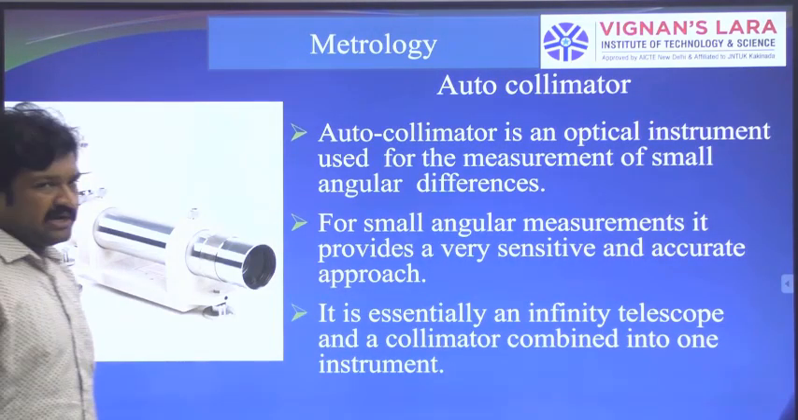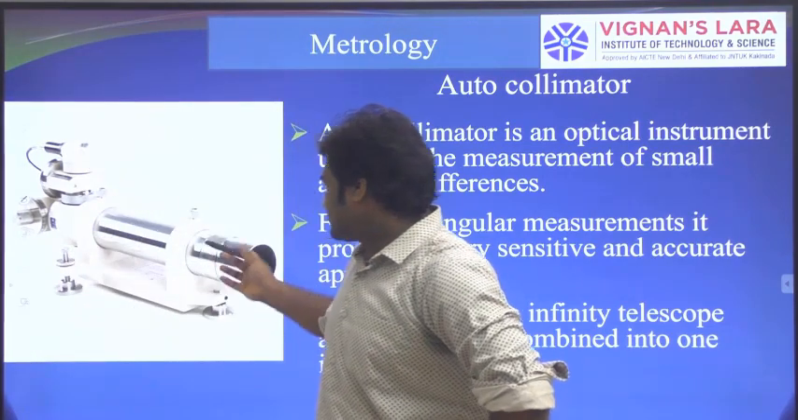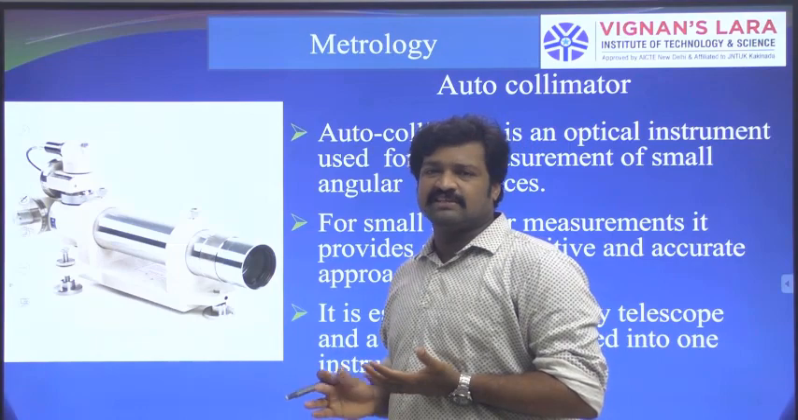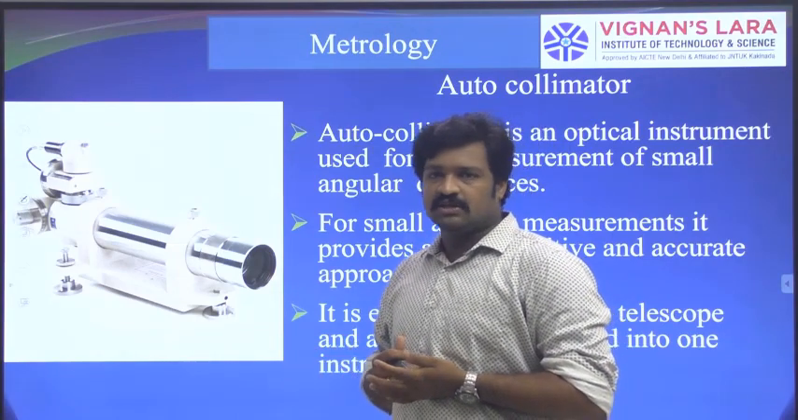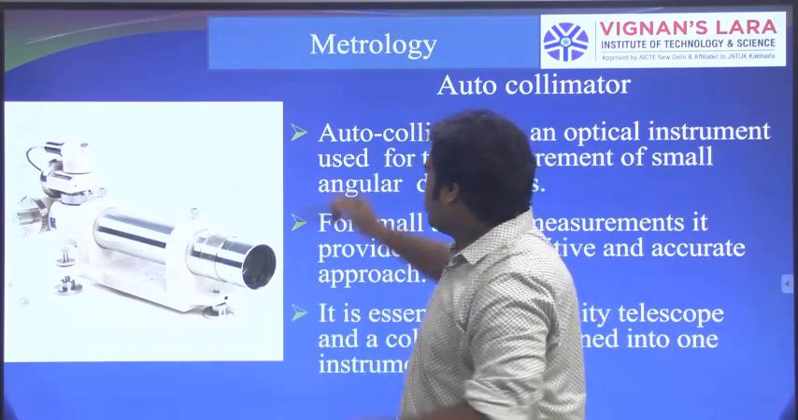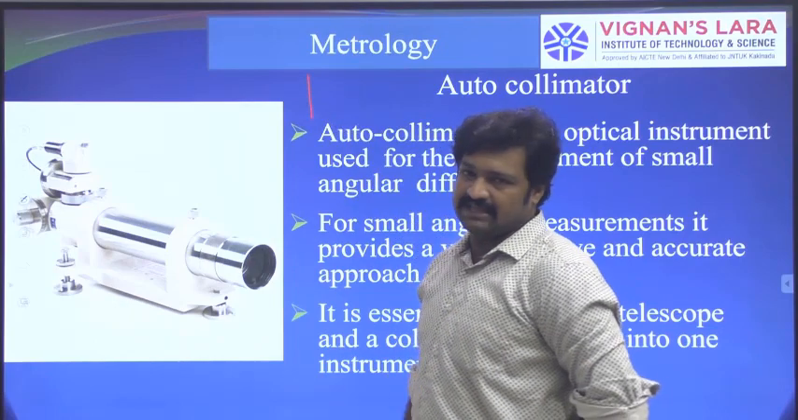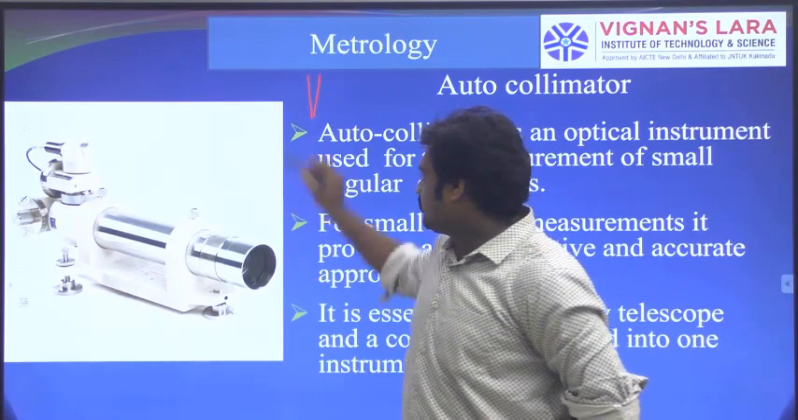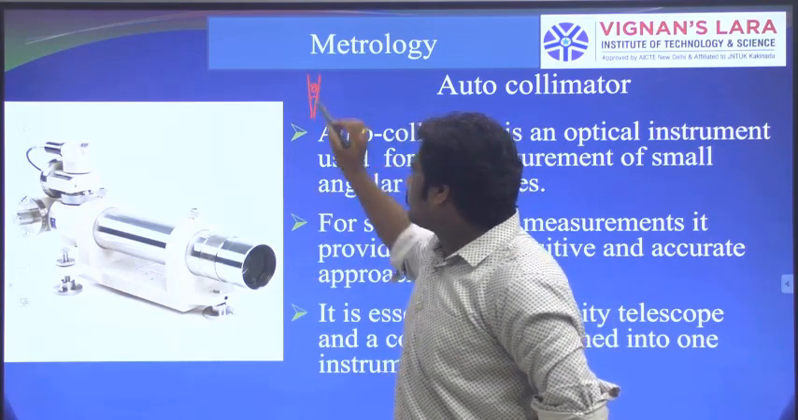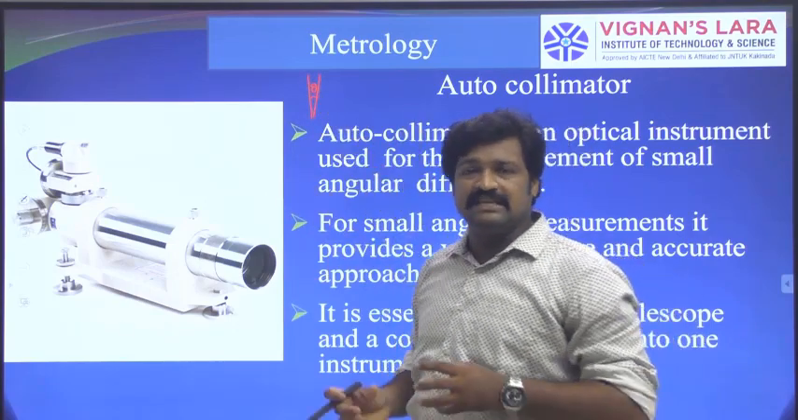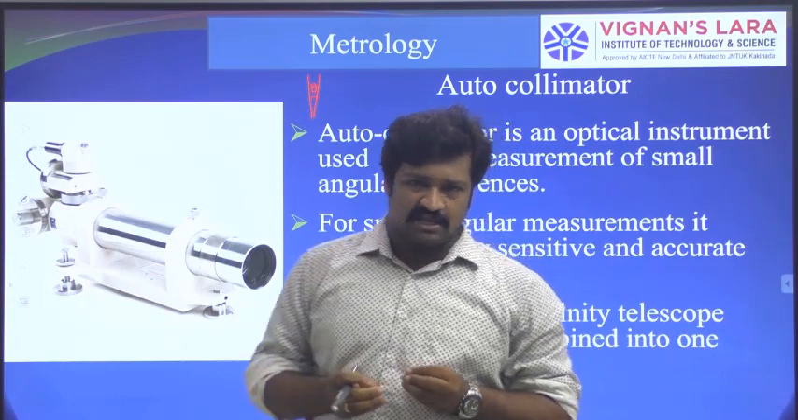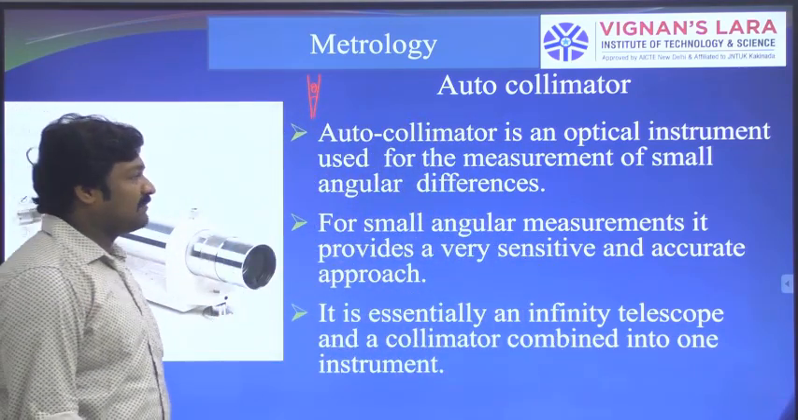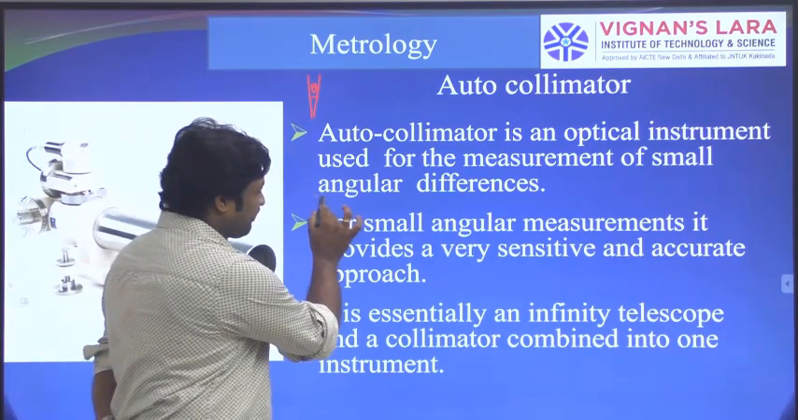Next, autocollimator. This is the schematic of an autocollimator. The autocollimator is used to identify small angles also. If the component is making a straight line, and if it makes a small inclination theta, by means of this autocollimator we can easily identify the small deflections also. An autocollimator is an optical instrument used for measuring small angular differences.